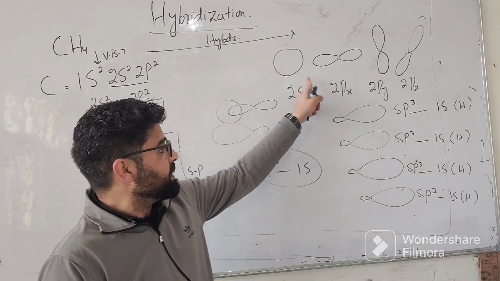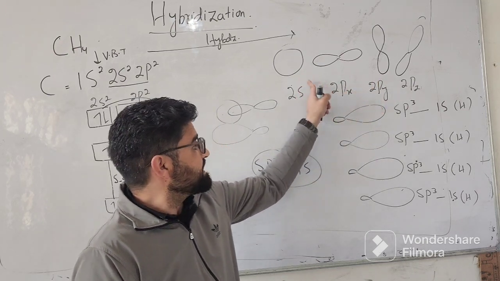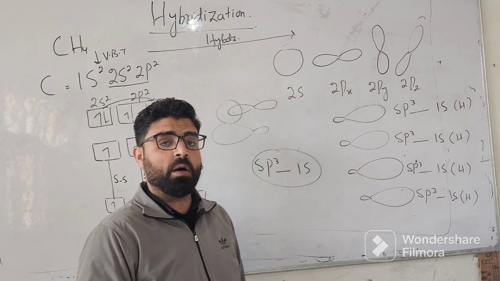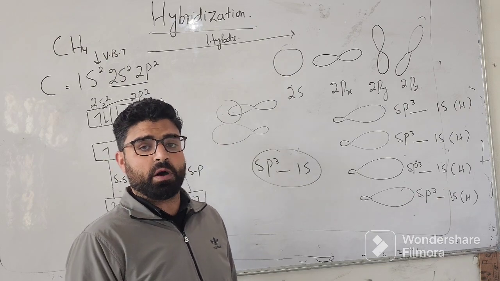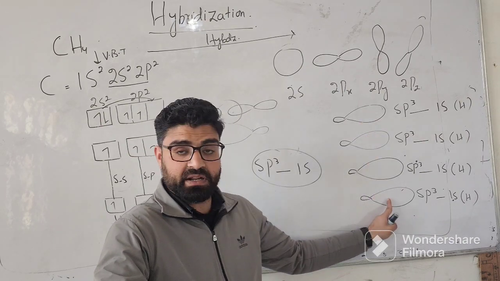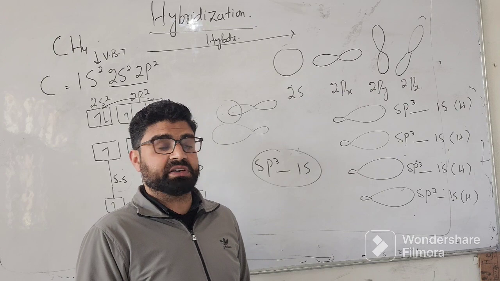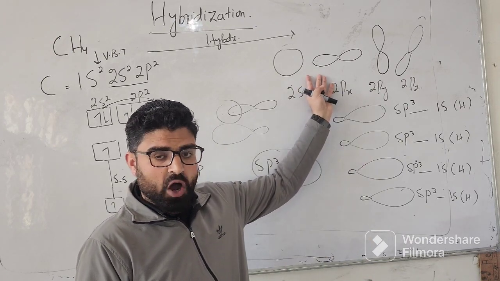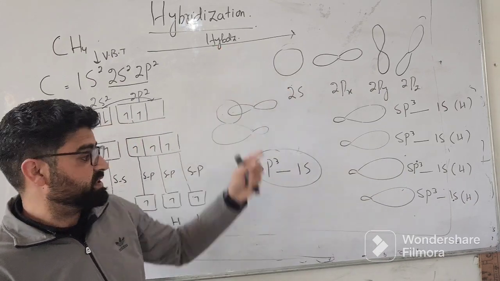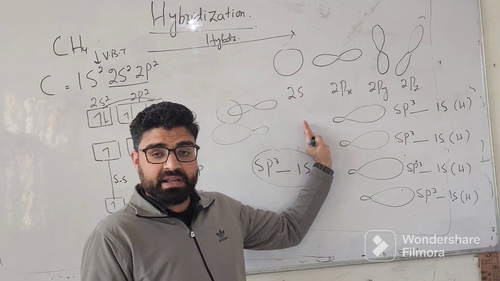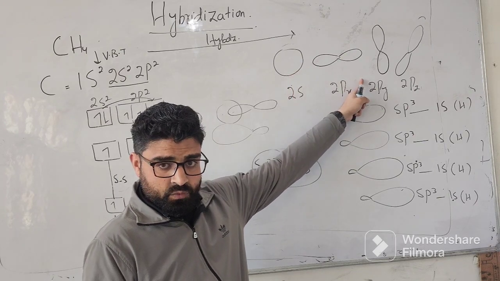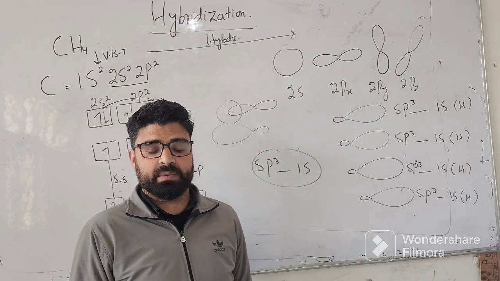So what happens? These atomic orbitals of the valence shell, which have different energies, intermix with each other and form a new type of orbitals, and those new type of orbitals are called hybrid orbitals. Now the bonds are formed by hybrid orbitals. So this intermixing of atomic orbitals to form hybrid orbitals, this process is called hybridization. So this is simply why the concept of hybridization was introduced. Simply, the intermixing of atomic orbitals to form hybrid orbitals is called hybridization.